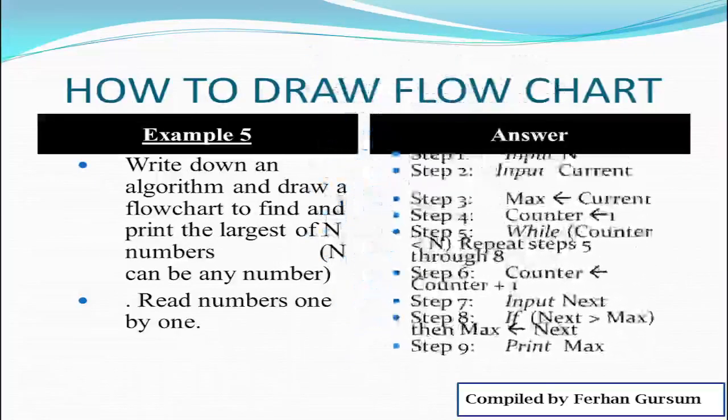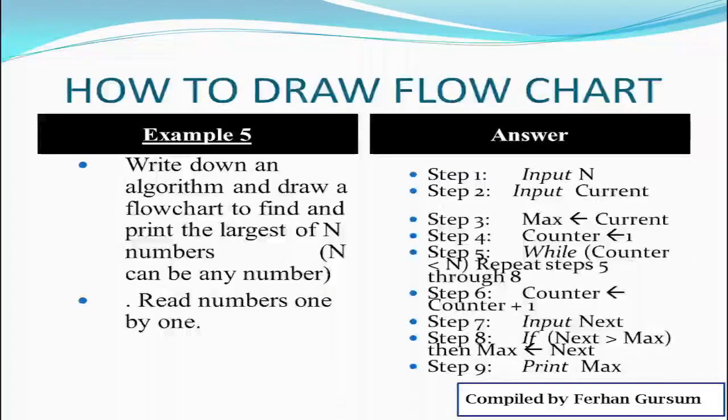Okay, the answer looks like this. Input n, input current. Max is assigned for current. Then counter is also assigned. 1 is also assigned for counter. While counter is less than n, which means any number that's given by the user, it repeats step 5.